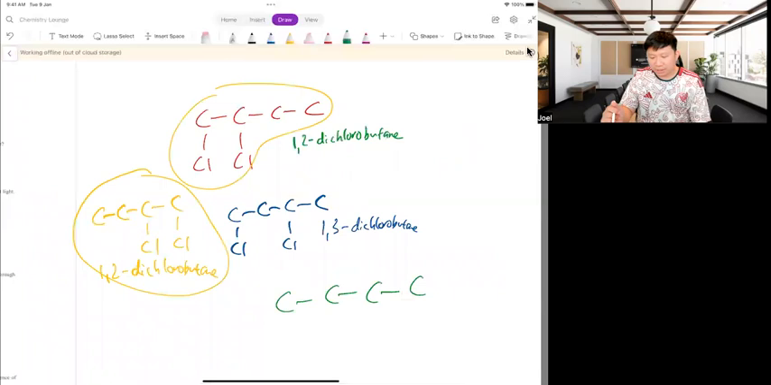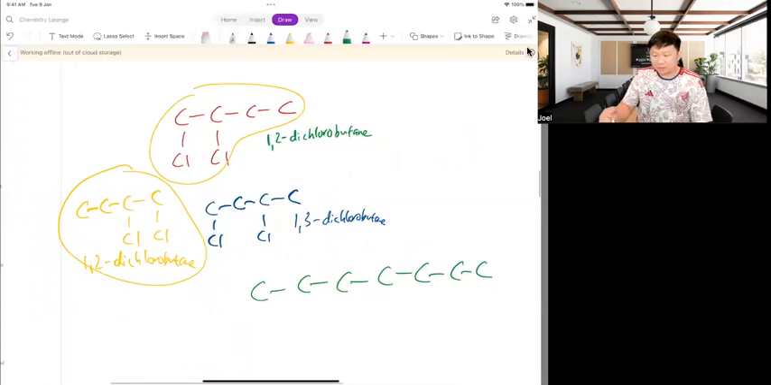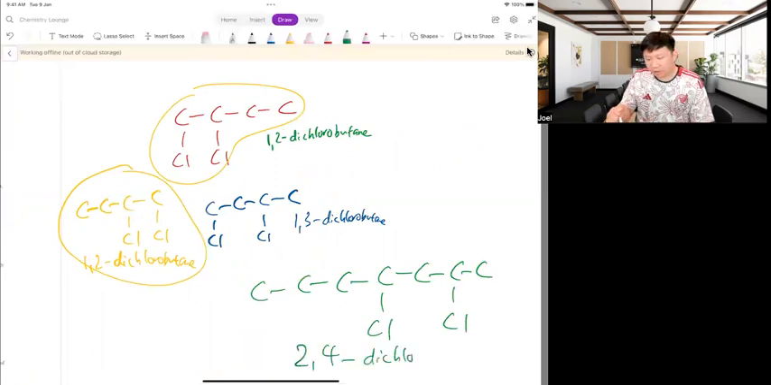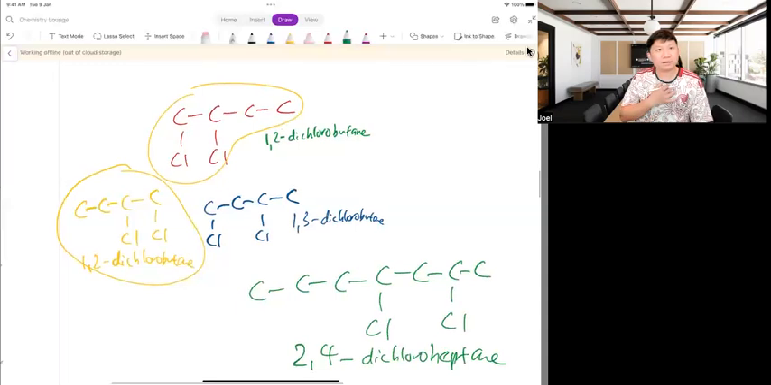Let's say I give you another example. Okay, I'll draw longer, if not, I have nothing to discuss. What's the name for this? I mean, what is the number of this? Very good. 2,4-dichloro, 1, 2, 3, 4, 5, 6, 7, heptane. Okay, understand?